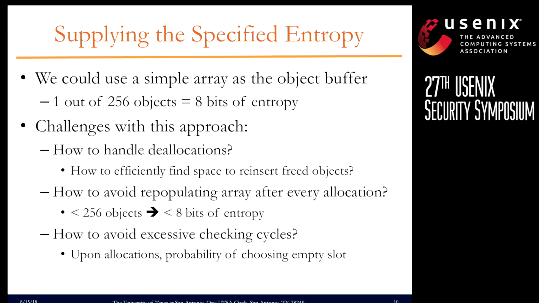First, how do we handle deallocations? More specifically, how do we avoid searching for a position in the buffer in which to place the freed object? Secondly, how do we avoid the issue of excessive random check cycles when trying to find an available object in the buffer? And thirdly, how do we provide a stable level of entropy without being required to repopulate the buffer after every allocation? Because in this example, we would need to maintain that full set of 256 objects.